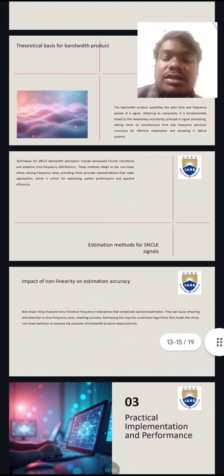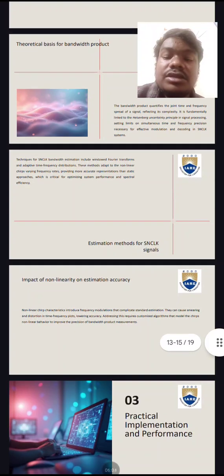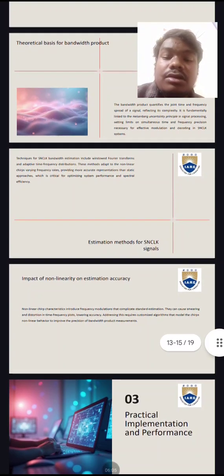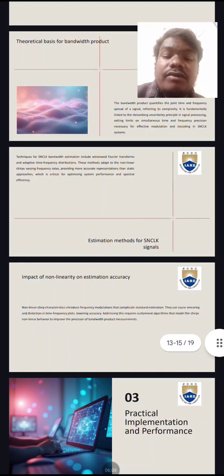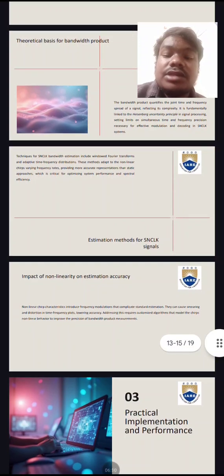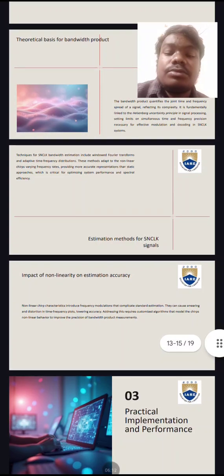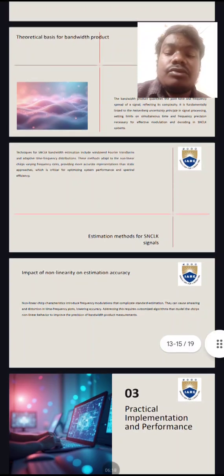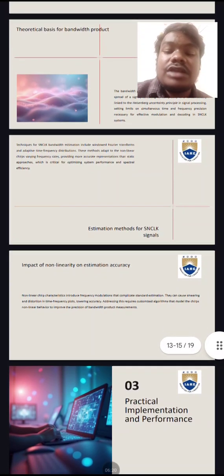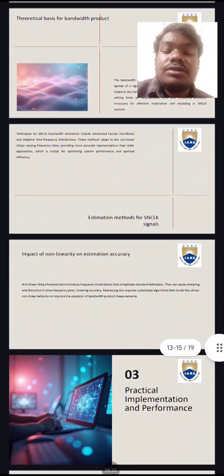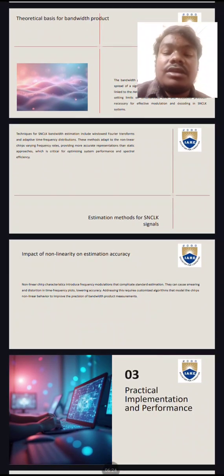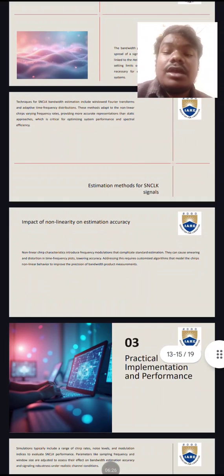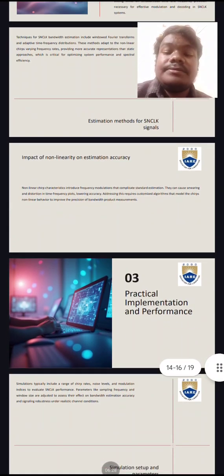Techniques for SNCLK bandwidth estimation include windowed Fourier transforms and adaptive time frequency distributions. These methods adapt to the non-linear chirps, varying the frequency rates, improving more accurate representation and statistical approaches, which is critical for optimizing the system performance and spectral efficiency.